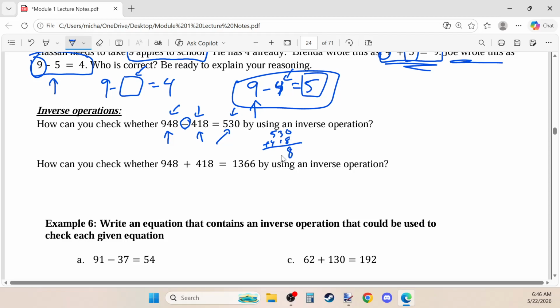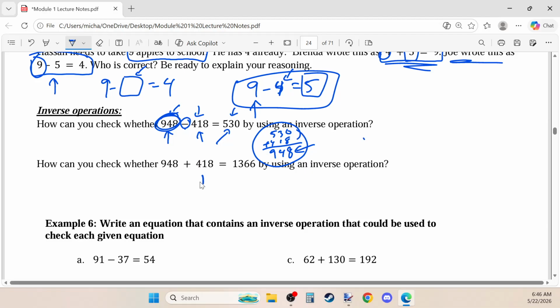8 plus 0 is 8. 3 plus 1 is 4. 5 plus 4 is 9. And that is a match. So yes, we now have checked. How can we check? We check with addition. And that's how it looks when you check it.